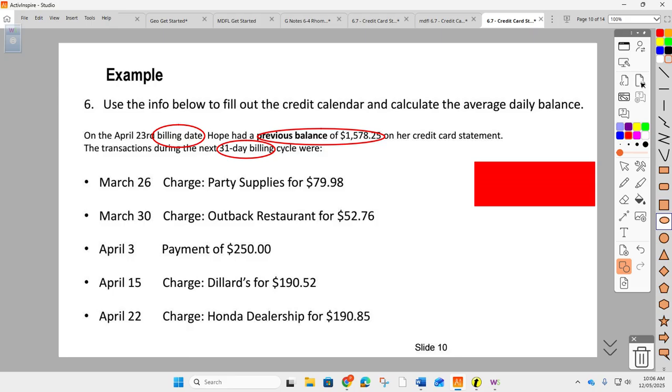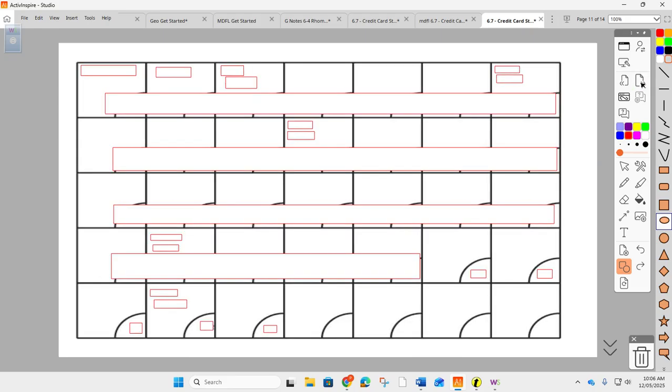Ready? All right. You ever seen those calendars that don't have any dates? That's what we're using. How many days did we say we're in the billing cycle? 31. What was the billing date? April 23rd. So the 31st day has to be April 23rd. So these are all weeks. Each row is 7 days. So the first 4 gets us to the 28th day, the 29th day, the 30th day, the 31st day.